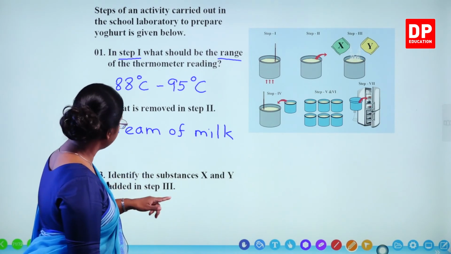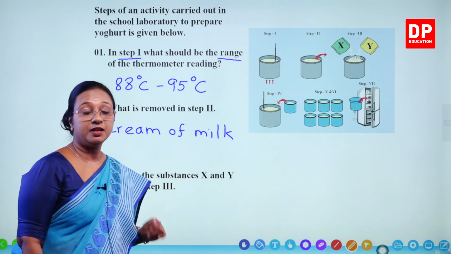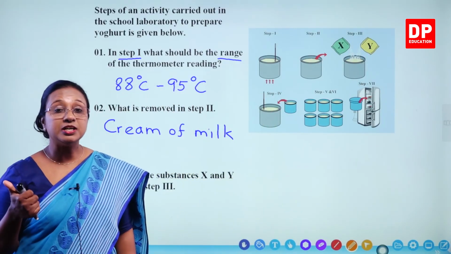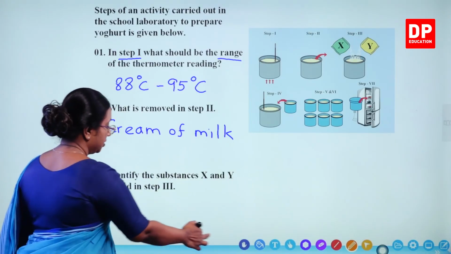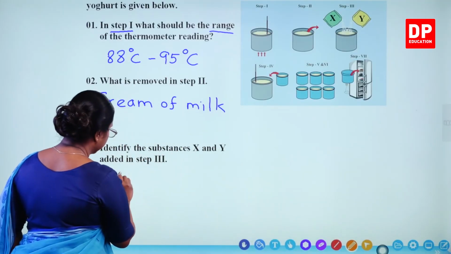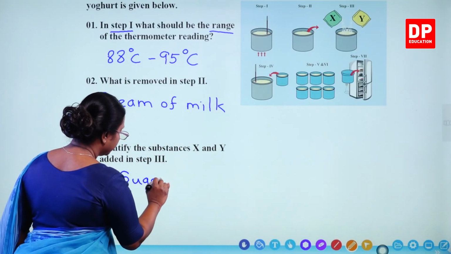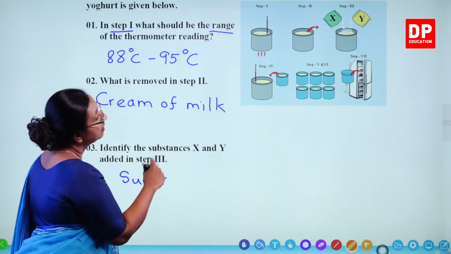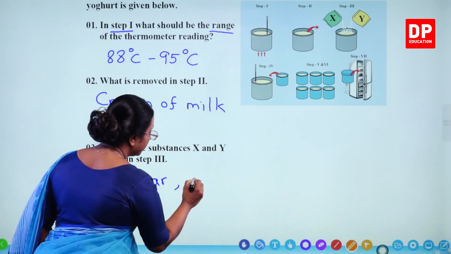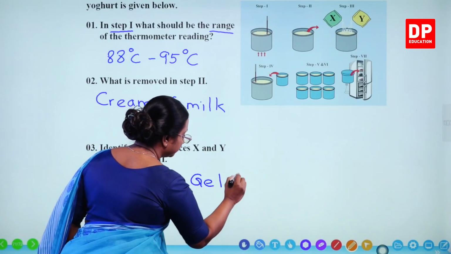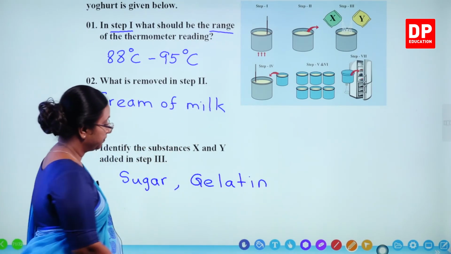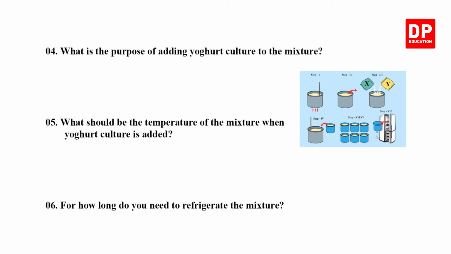The next one. Identify the substances X and Y added in step 3. So what do you add here? X and Y. You need to add sugar and gelatin. So in step 3, we add sugar. You can't really say what is X and Y, so we can just say sugar, gelatin. The two substances X and Y. Then I will move on to the next one.